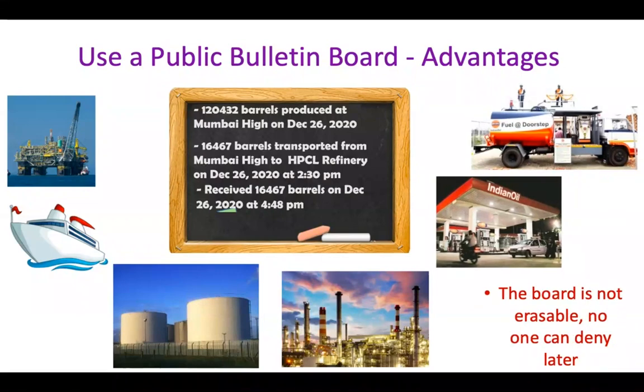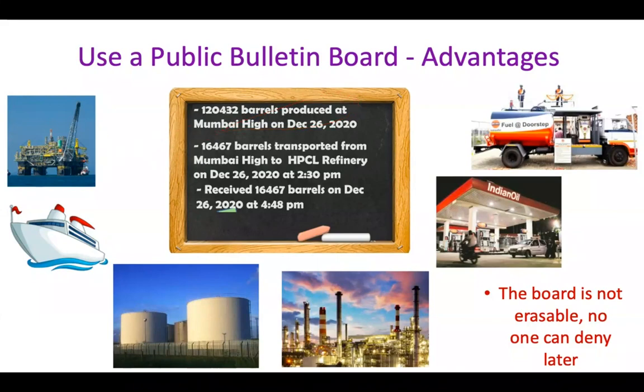So then this board is not erasable, this is a permanent one. You may add additional information, but you cannot erase this. So keep that requirement as a note in the supply chain: you can add the information, but you cannot erase. Since the board is not erasable, no one can deny later that they did not write this information, that this is not my information. It cannot be denied by the crude oiler.